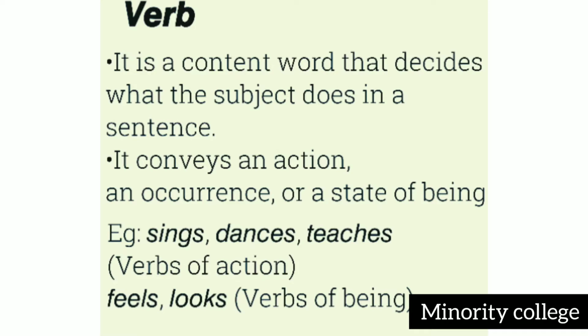Some verbs give the idea of existence or state of being. For example, verbs like be, appear, exist, feel, seem, belong, etc. convey a state of being, what state it exists. For example, she feels sad. Her hair is curly. The infant looks healthy. Here feels, is and looks are the verbs which convey a state of being or a meaning.